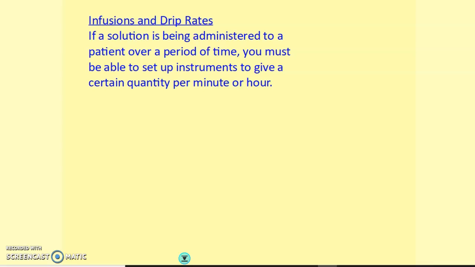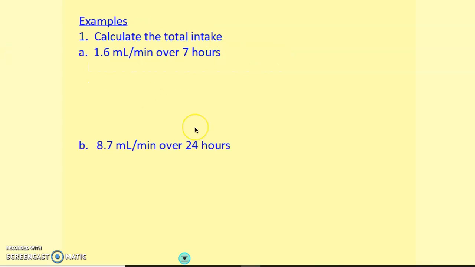Okay, we're going to have a look at infusions and drip rates. So if a solution has been administered to a patient over a certain period of time, we need to set up our instruments to give a certain quantity per minute or per hour. Okay, let's have a look then.